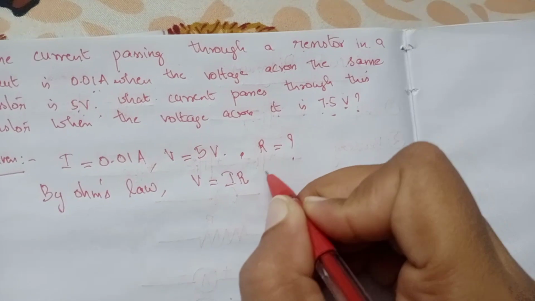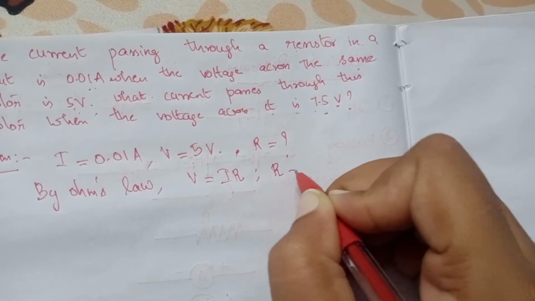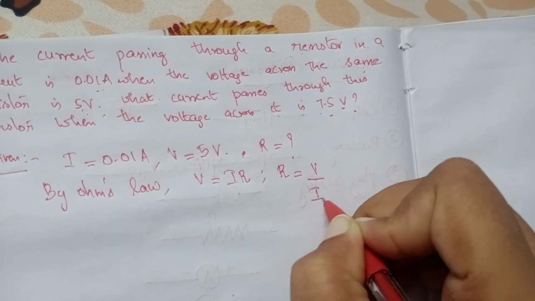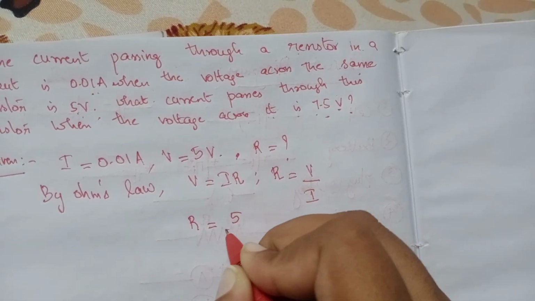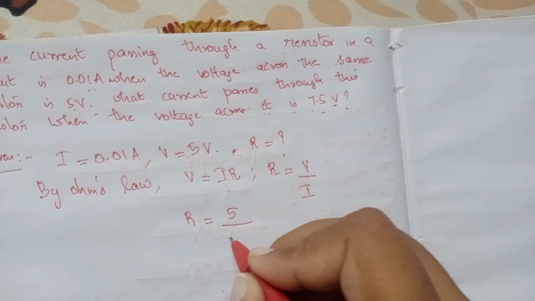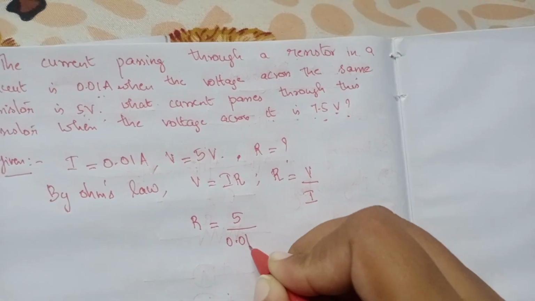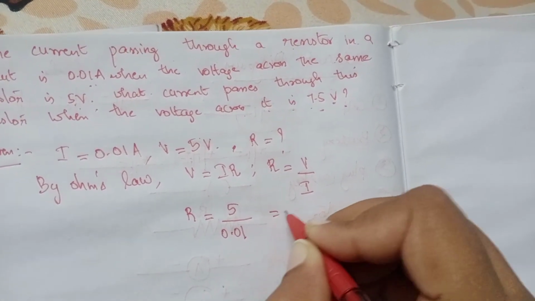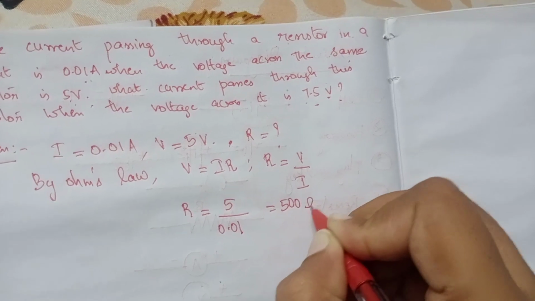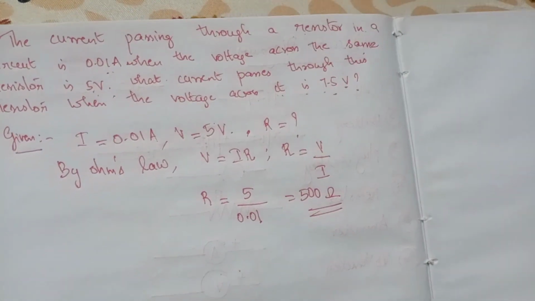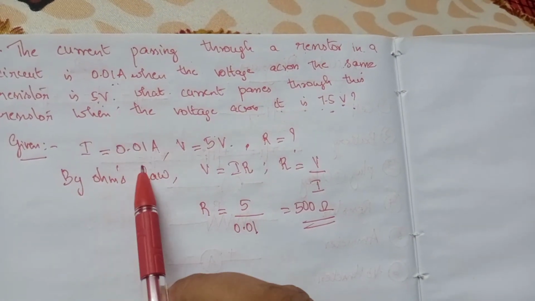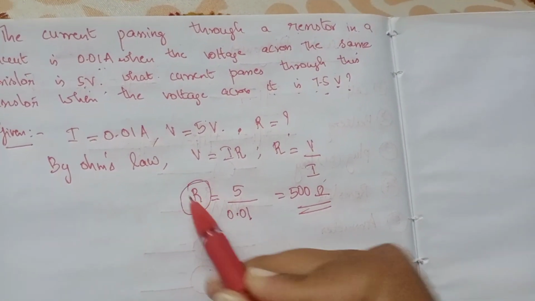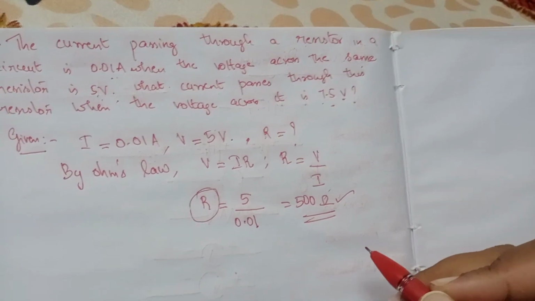From this, how can we find the value for R? R is equal to V divided by I. What is the value for V? V is given as 5 volt. What is the value for current? 0.01 amps. So now what will be the value for resistance? 5 divided by 0.01 will be equal to 500 ohm. From the initial data given, we have found the value for the resistor. So the resistor value is 500 ohm.